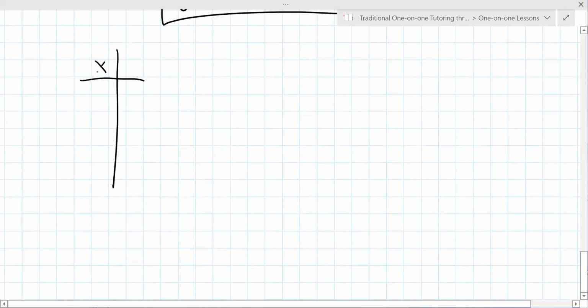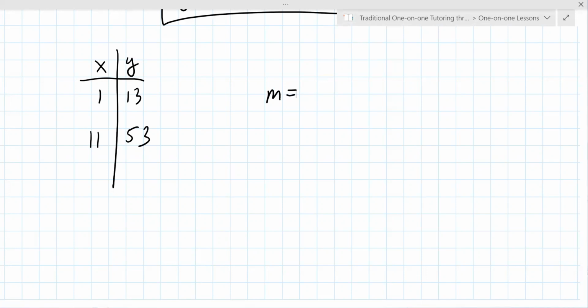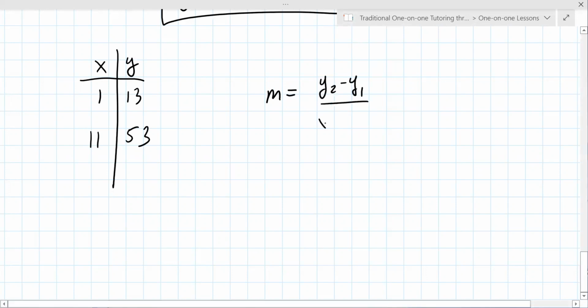Let's do another one here. x and y: (1, 13), (11, 53). You want me to do this on my own? Well, let's have you first calculate the slope. What is the slope? I want you to calculate the slope. So you put y2 is 53. Can you try to calculate this on your own? Yeah, gotcha.